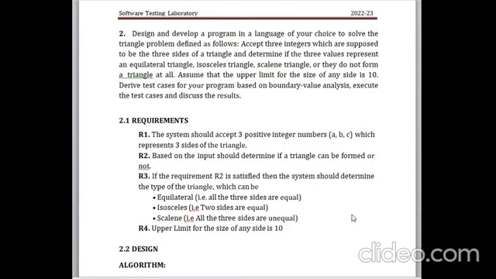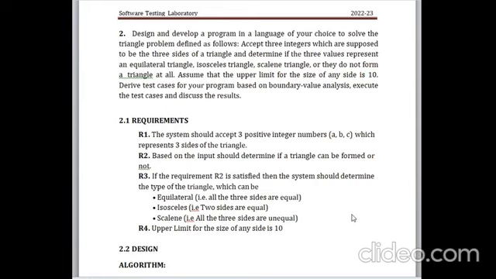The program is to design and develop a program in a language of your choice to solve the triangle problem defined as: accept three integers which are supposed to be the three sides of a triangle and determine if the three values represent an equilateral triangle, isosceles triangle, scalene triangle, or they do not form a triangle at all. Assume that the upper limit for the size of any side is 10. Derive test cases for your program based on boundary value analysis. Execute the test cases and discuss the results.